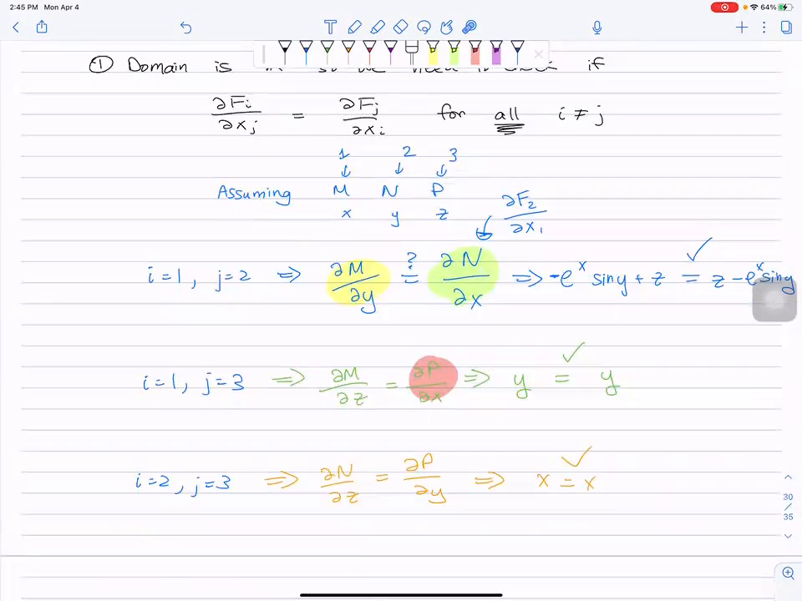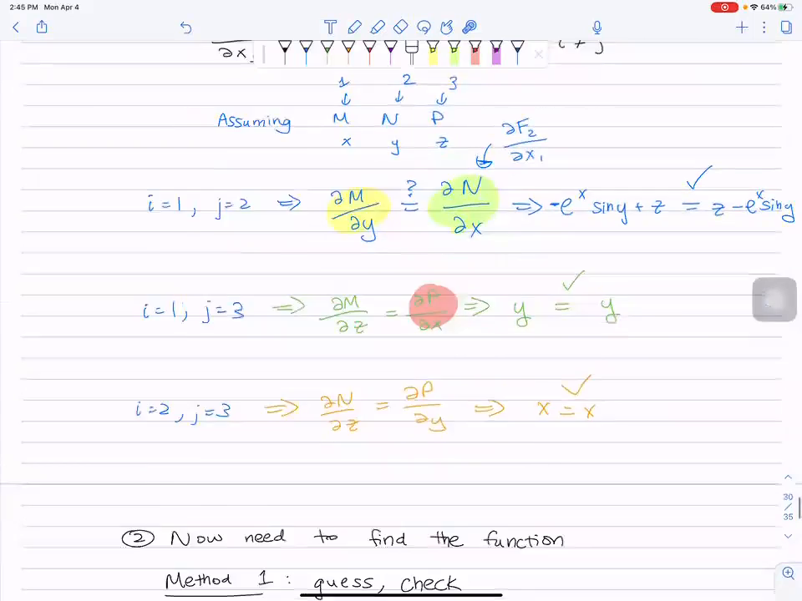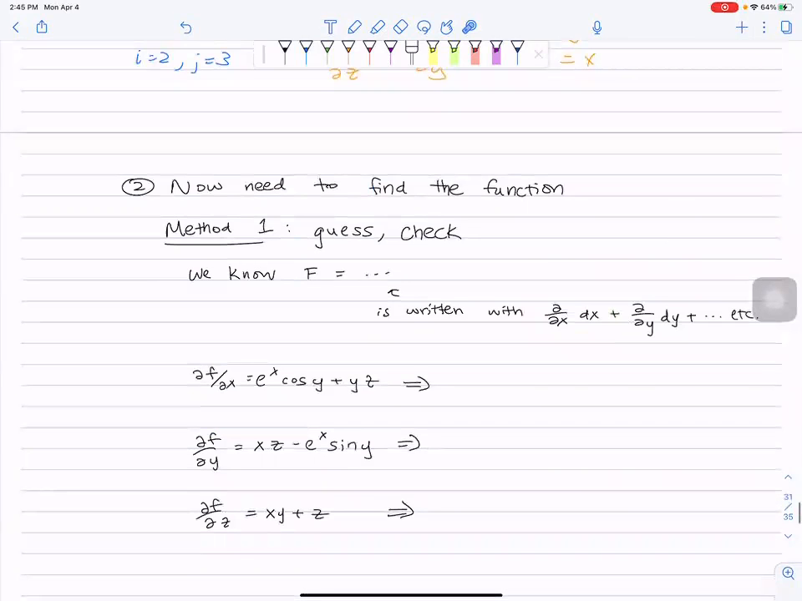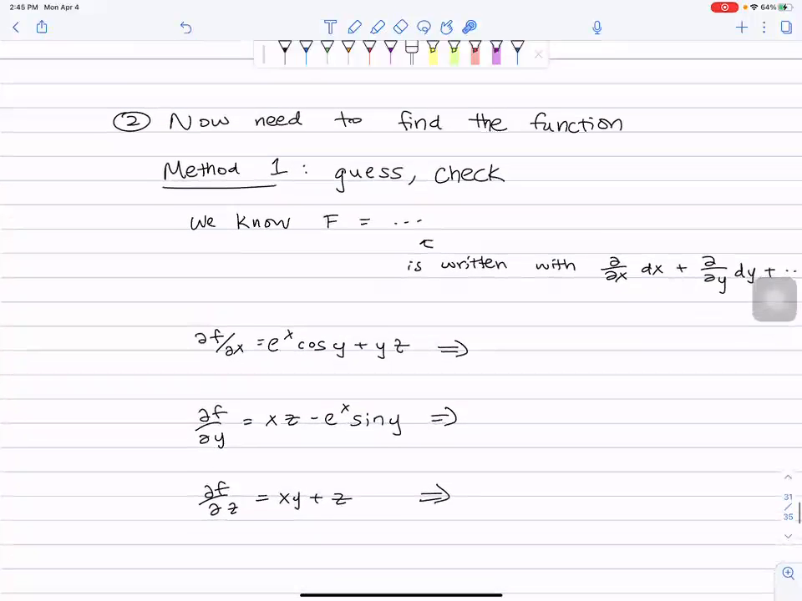Okay, let's find a potential function. There are two methods. The first method is to guess and check a little bit. The second method is to actually try taking the derivative, integrating, etc., but it's a bit more involved. So let's try the first method first.